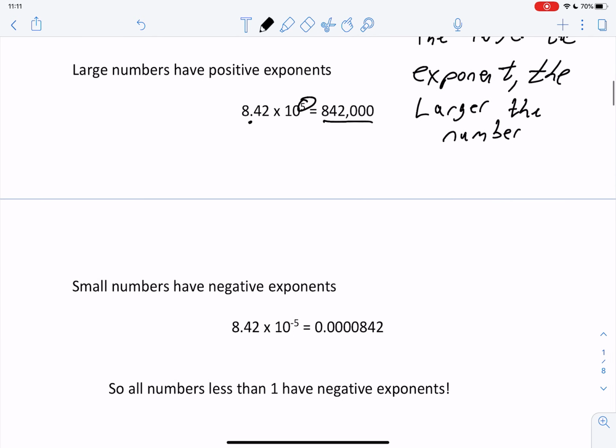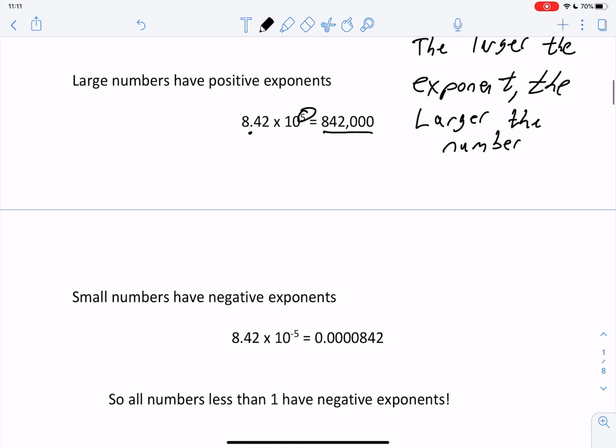Small numbers have negative exponents. So here we have the same start, 8.42 times 10, but here we have negative 5. So that's telling us that's a really small number. It's actually telling us it's between 0 and 1. And if we look at it, it's 0.0000842, right? So that's a big difference between numbers, and all we did was change that 5 to a negative 5. So using the correct exponents is key in scientific notation.